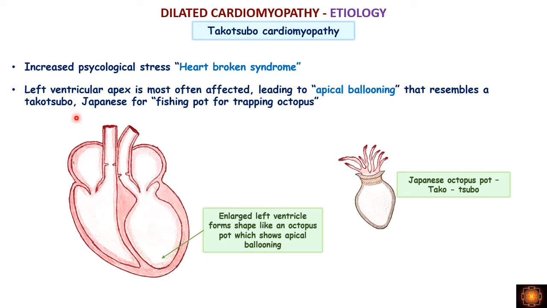Now Takotsubo is a fishing pot used in Japan for trapping octopus. So it looks like this. This is a Japanese pot which they use to trap the octopus. Our heart also becomes like that if we have a severe psychological stress. There is an apical ballooning. So this one they called Takotsubo cardiomyopathy.